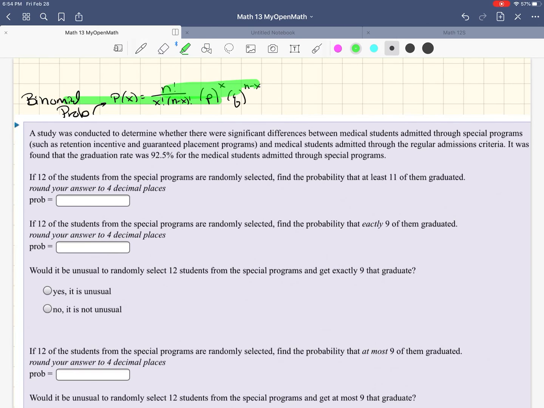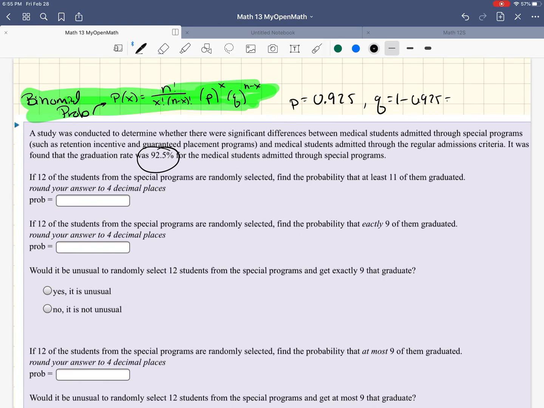First of all, it's a binomial probability, so we're going to be using that highlighted formula. Let's highlight that formula a little bit better up here. And the second thing I want to point out before we get started is that our P, the chance for success for 1, is 0.925, which means that Q is 1 minus that, or 0.075. Also, N is 12.